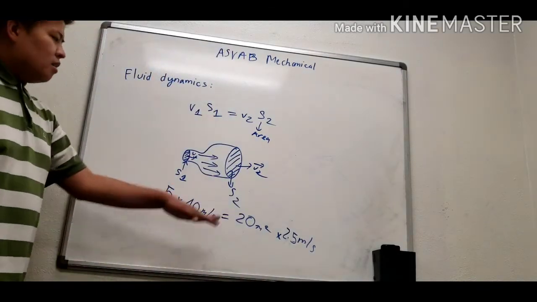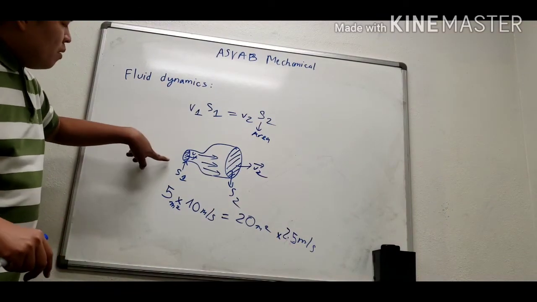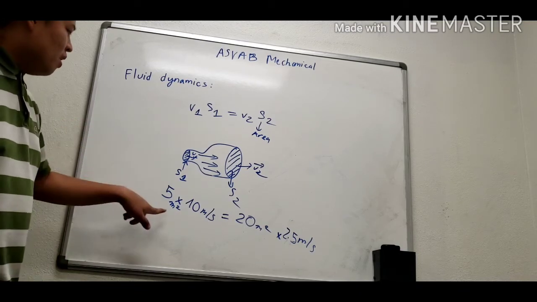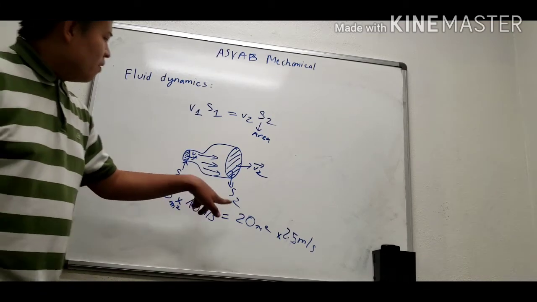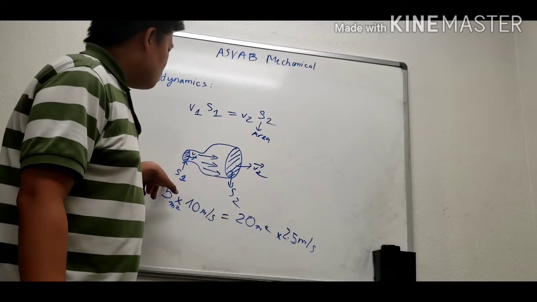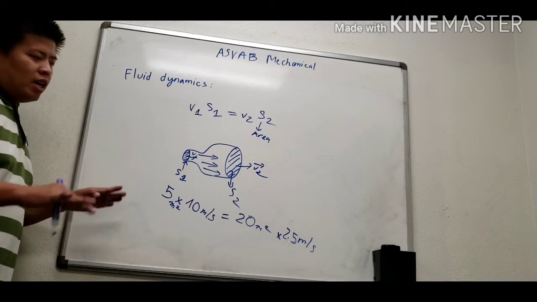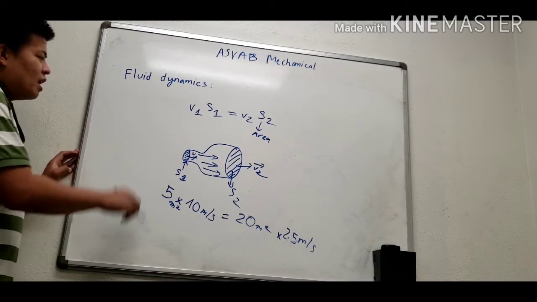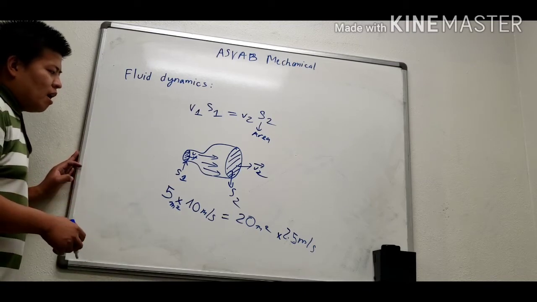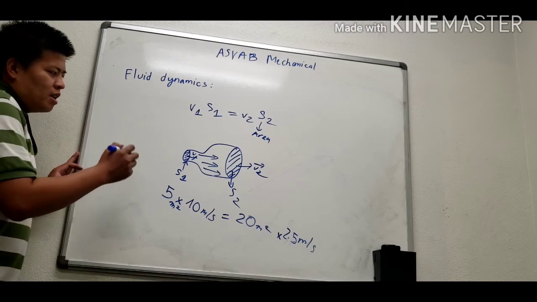That's about 2.5. And to explain this formula, if the area of S1 is too small, the velocity is going up. If the area of S2 is bigger than S1, the velocity will go down. So they have some relationship here in fluid dynamics. This formula is so important because it illustrates the speed and the flow of the liquid in the pipe.